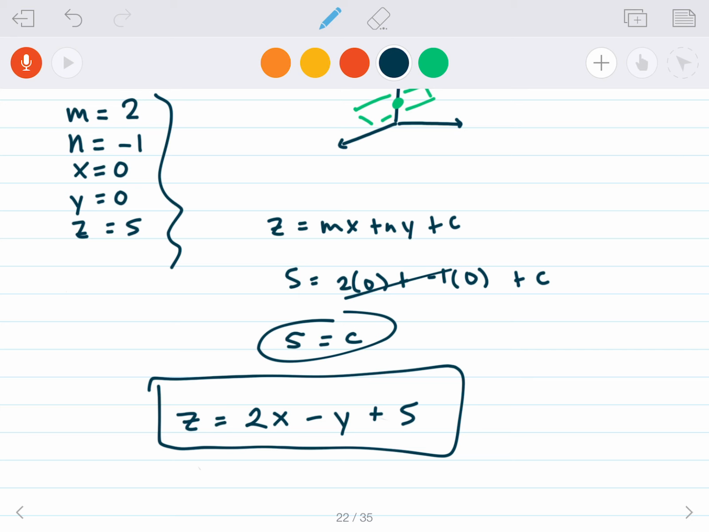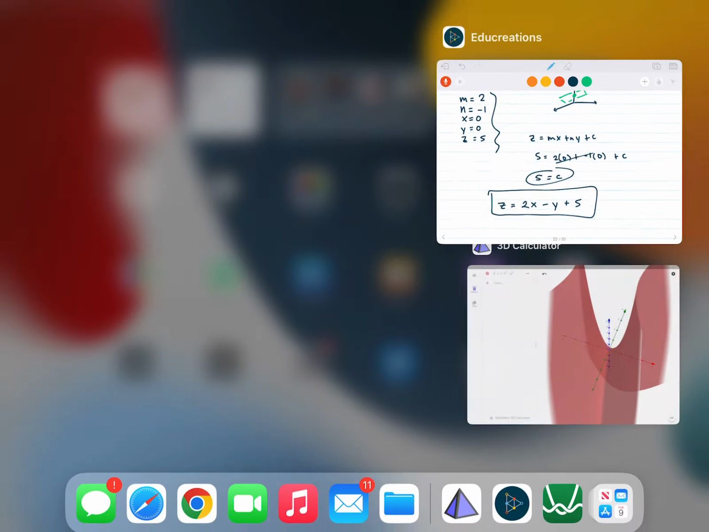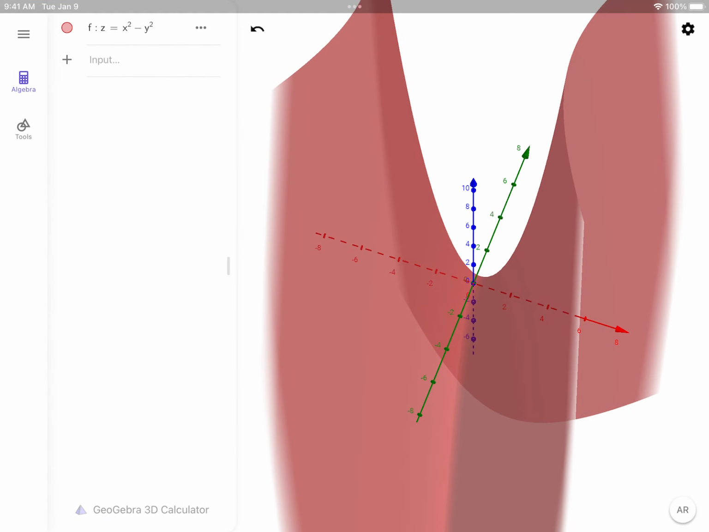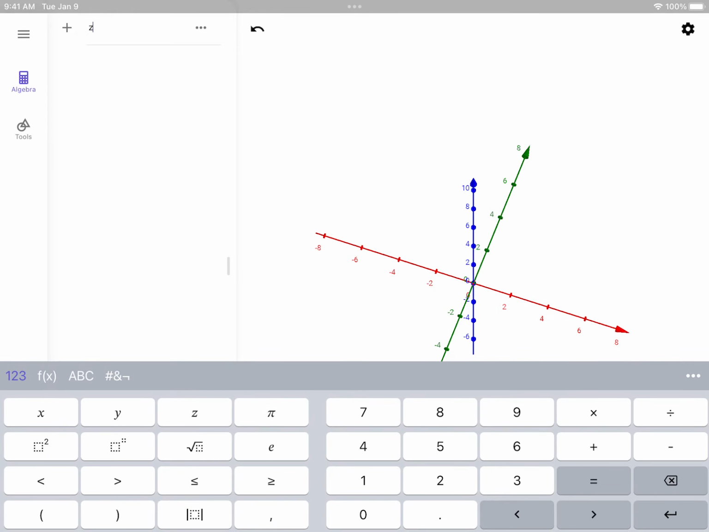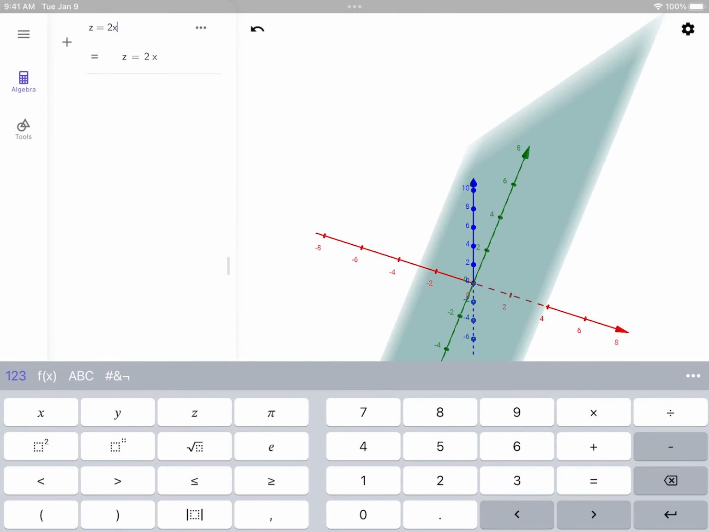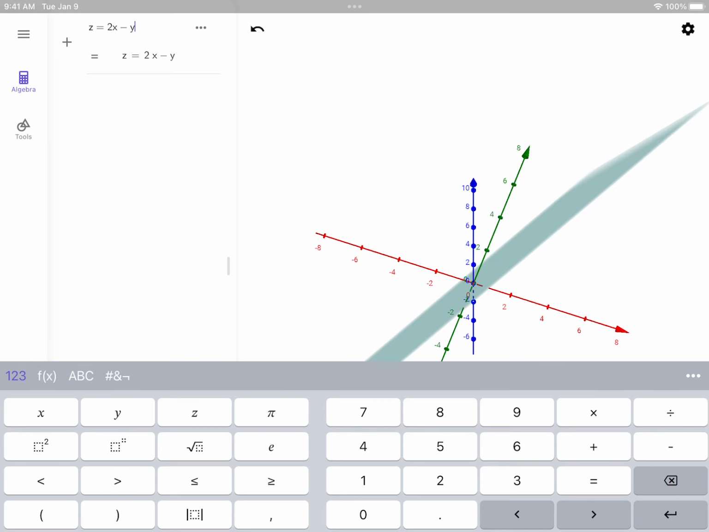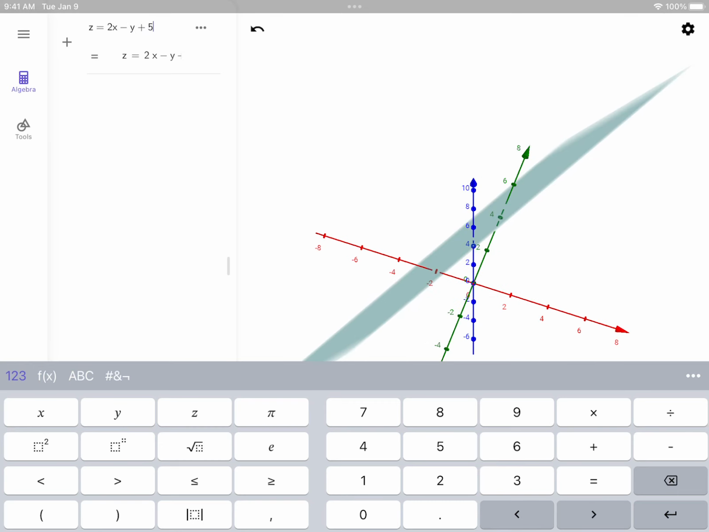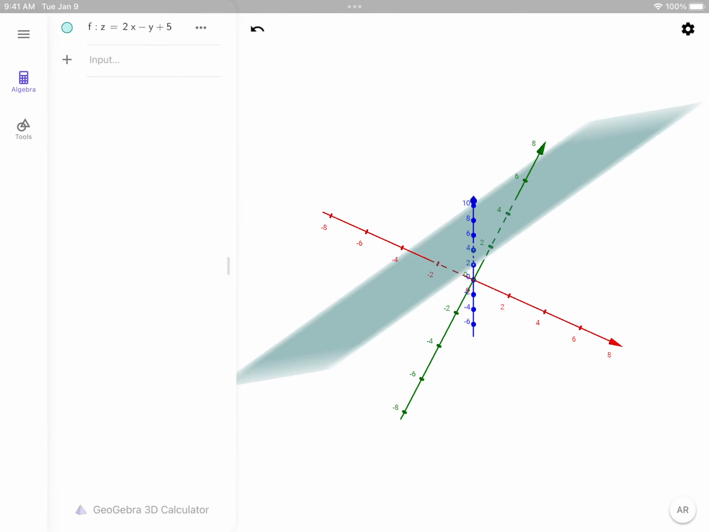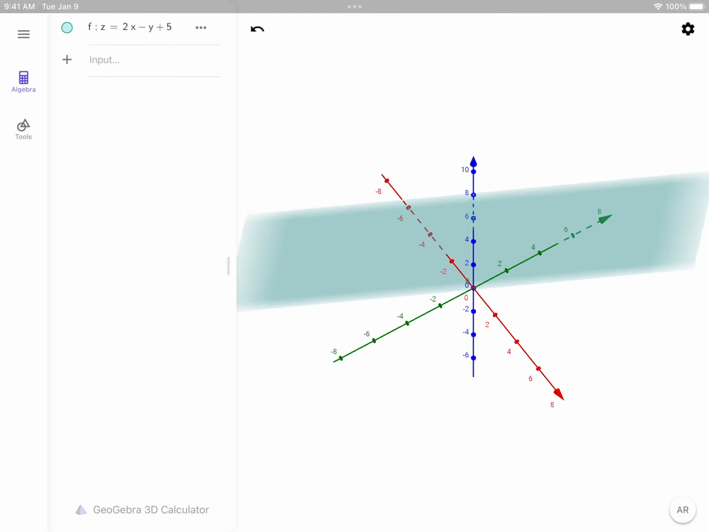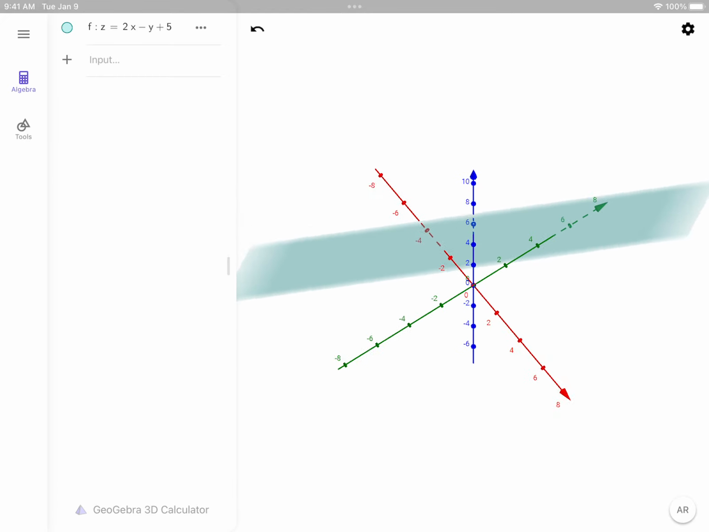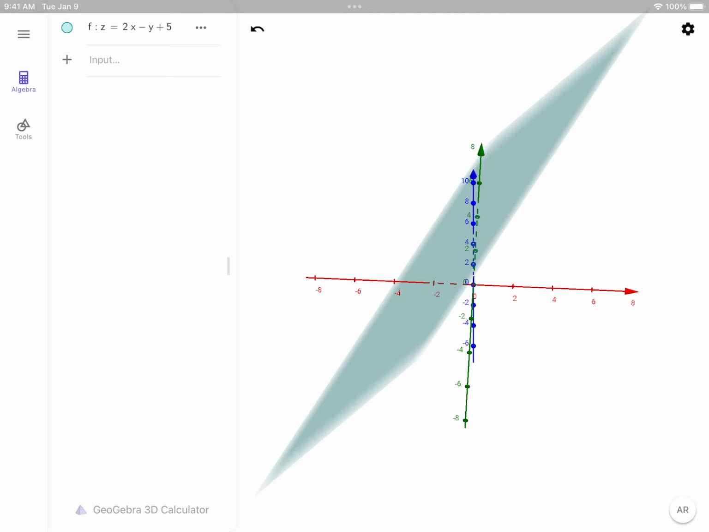Let's put this guy in GeoGebra and check it out. So we have z equals 2x minus y plus 5. Alright, so we have this guy right here, and we can see if we rotate it, it does indeed cut the z-axis, that blue axis, at z equals 5. We can see that. And it has a slope of 2 in the x direction.